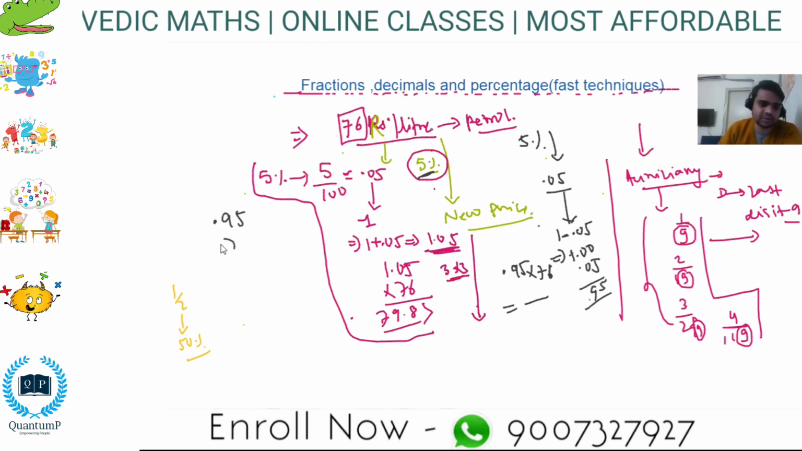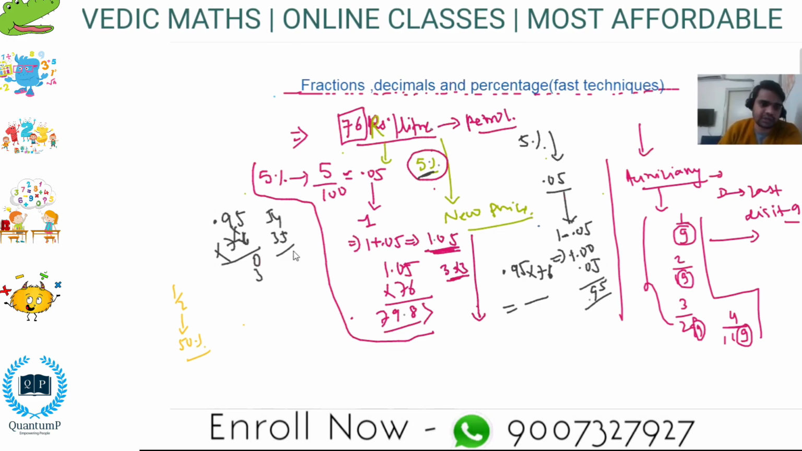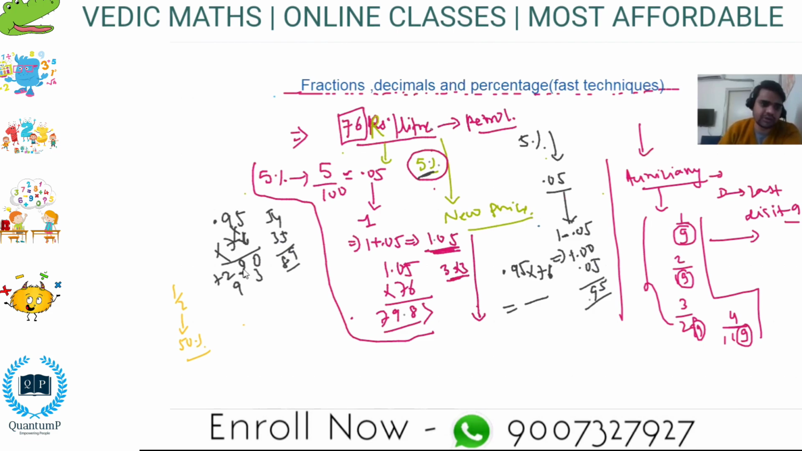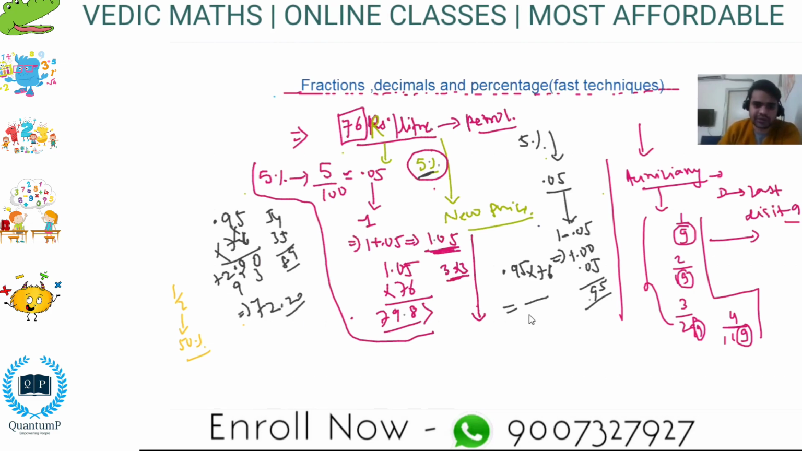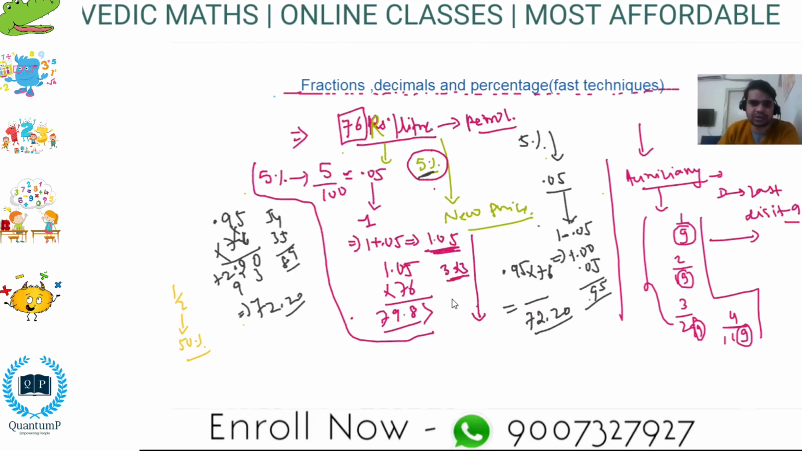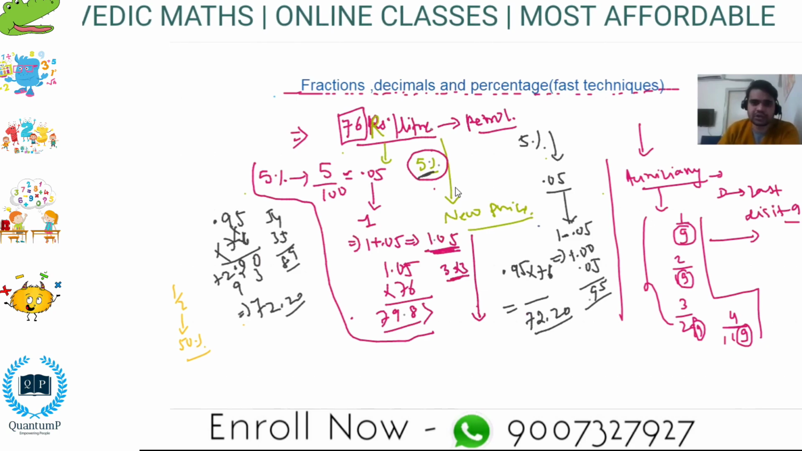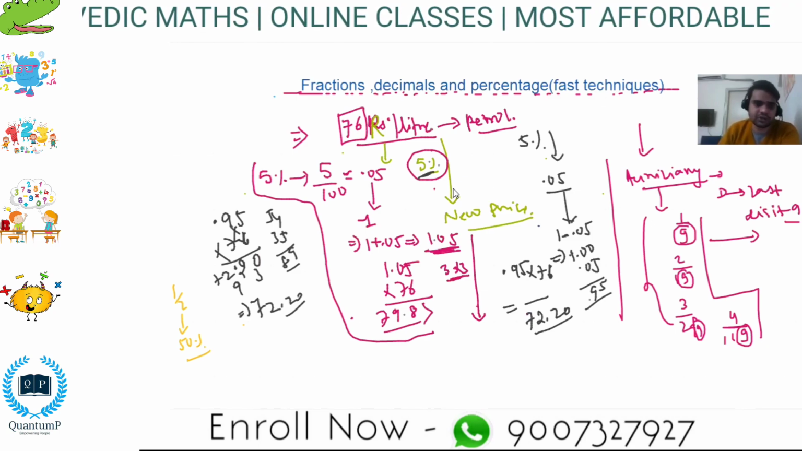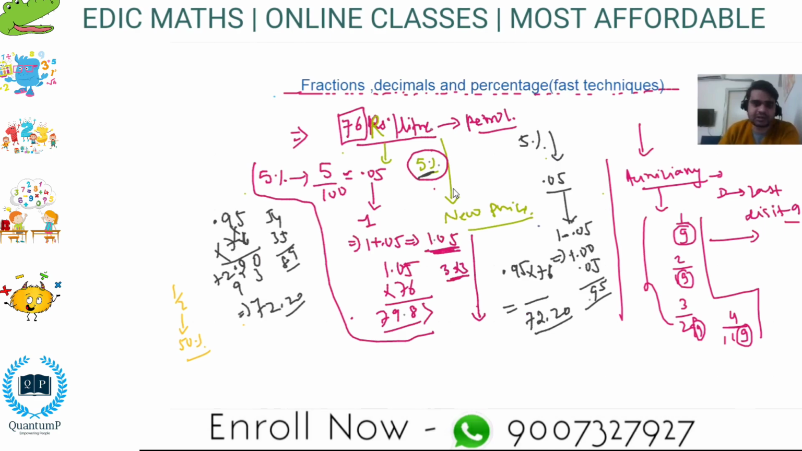Okay, so 6 into 5 is 30, 3 carry, then 54 and 35, then you are adding it, 89 plus 3 is 92, 2 and 9 carry, then 63 plus 9 is 72, and you put the decimal here, so we have 72.20, right? So the final answer is 72.20. So this kind of fast approach you can use in your sums, so that you can do so many sums in a quick time. That is our focus.